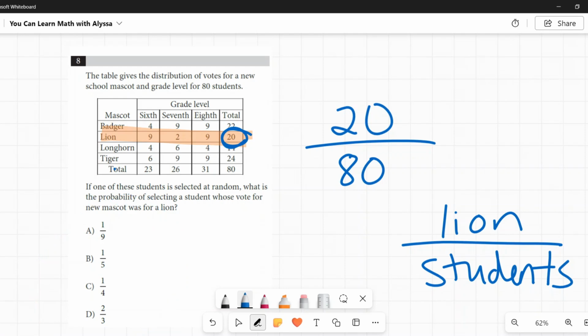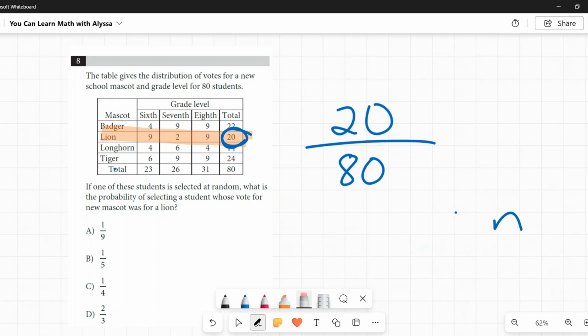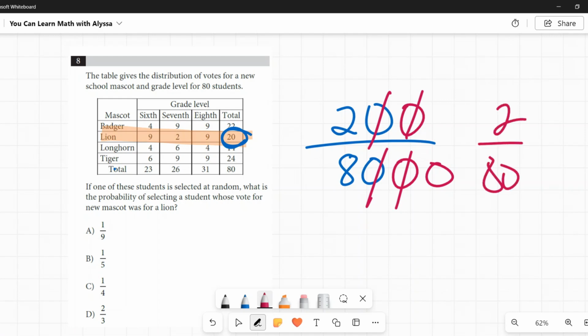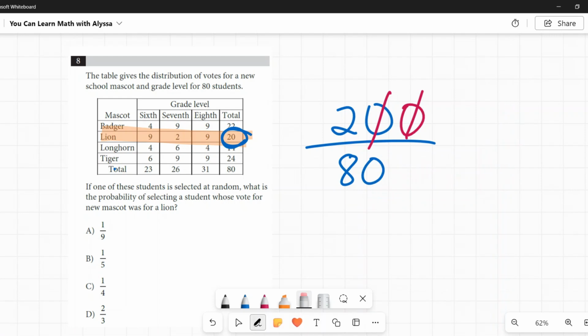So we need to simplify this. Anytime I have a fraction where there is at least one zero on the end of the top and bottom, you can cross those out one to one. So if this was 200 over 800, I could cross out the zeros. If this was 208,000, you can only cross out the smaller number. Boom, boom. It'd be 2 over 80. That's just a little side note math trick. If you didn't know that already, it can be a helpful thing.